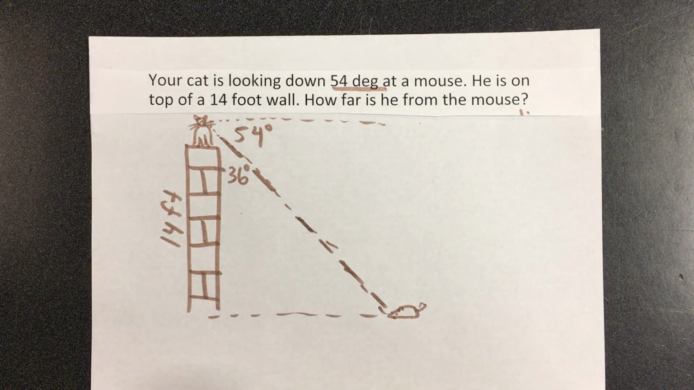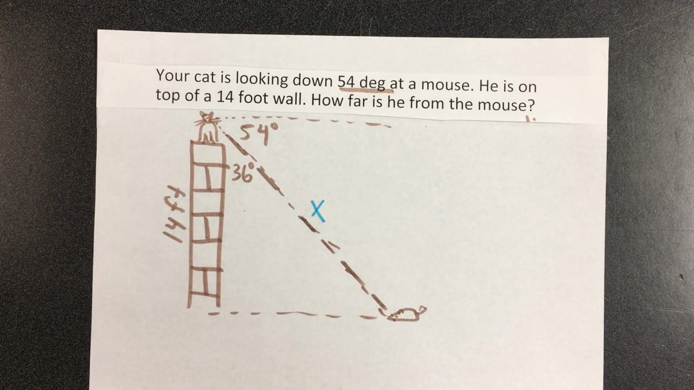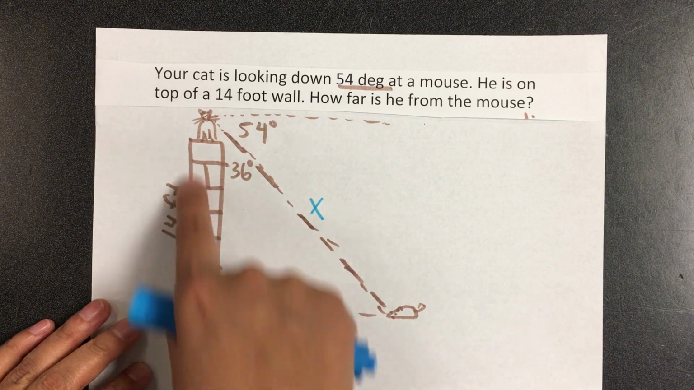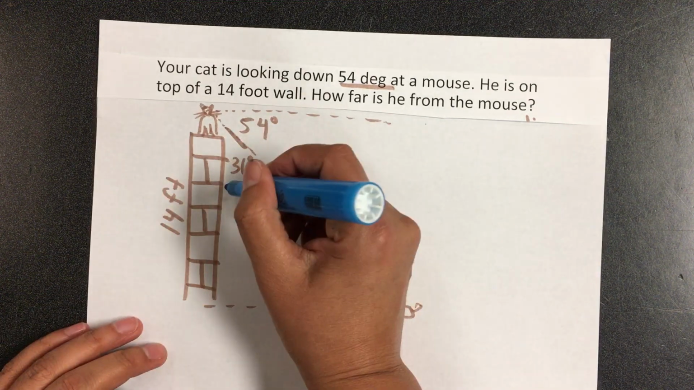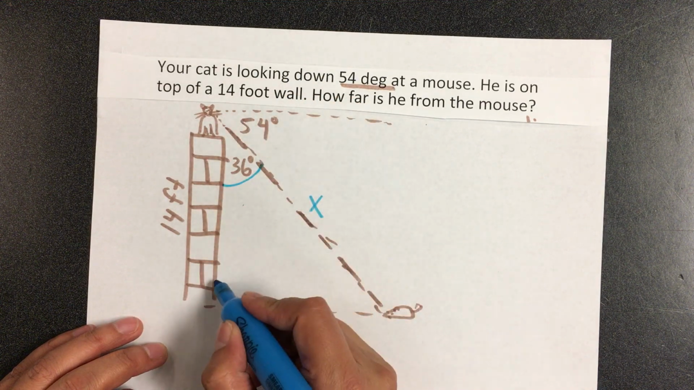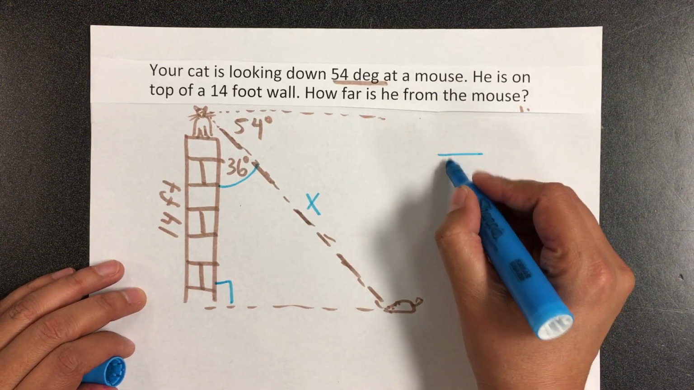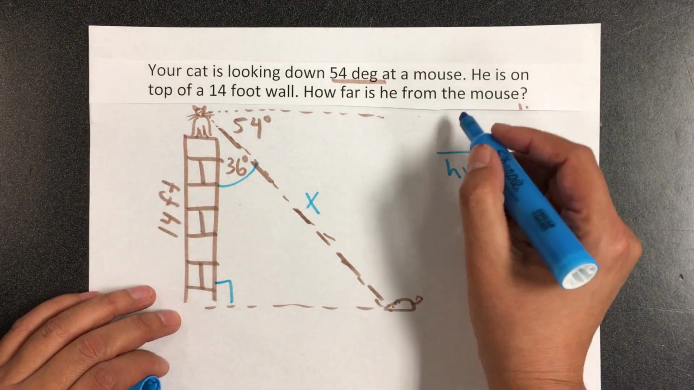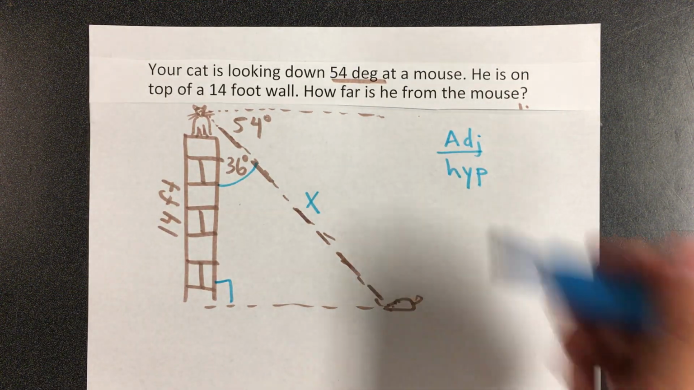And so now I'm able to find how far the cat is from the mouse. So what we're missing basically is this right here. Now that I have that information, compared to my angle, this is adjacent. And this is opposite of the right angle, so that will be the hypotenuse. Remember that the hypotenuse is always in the denominator. Adjacent is on top, so we put adjacent. And so what would that be equal to?